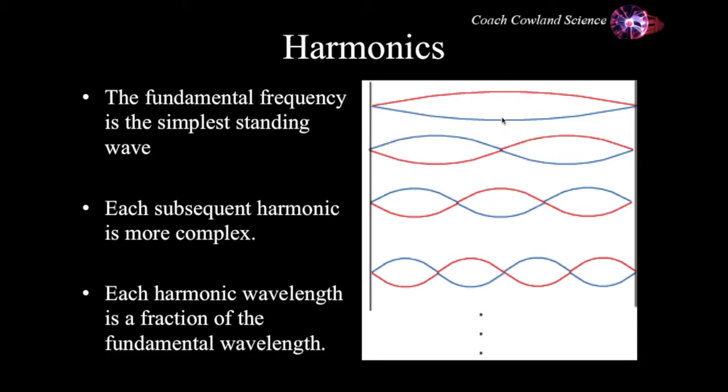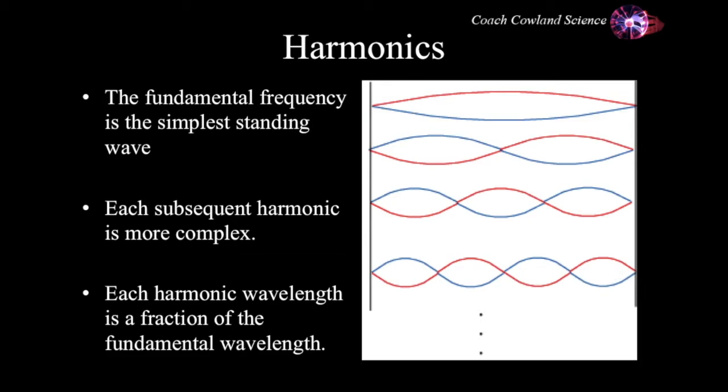In addition to the fundamental frequency, you can also create harmonics. Here we have a second harmonic, a third harmonic, and a fourth harmonic. In these, you can see that the original node antinode combination has been increased. So there's one more node in the middle here for the second harmonic. Here there's 2 more nodes, making a total of 4. Here there's 3 more nodes, making a total of 5.